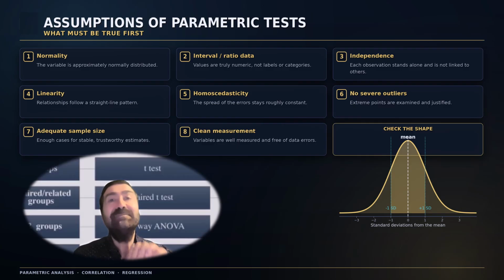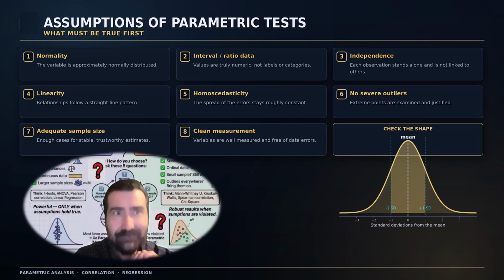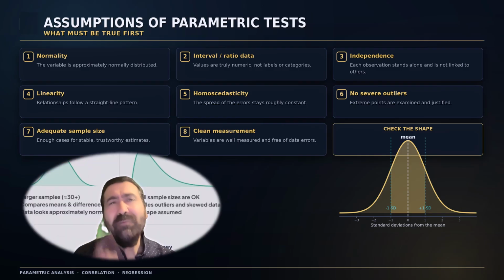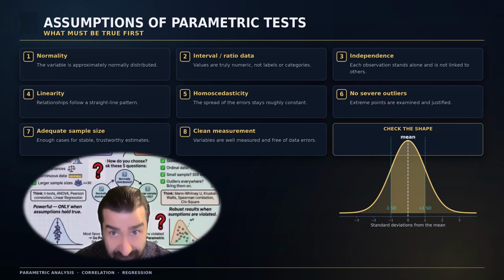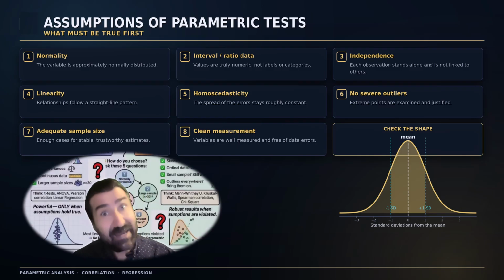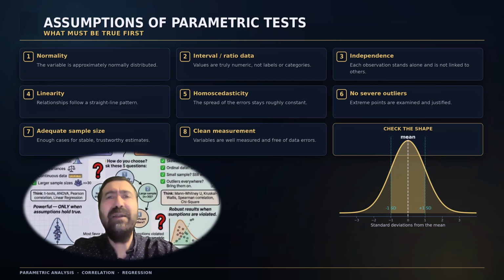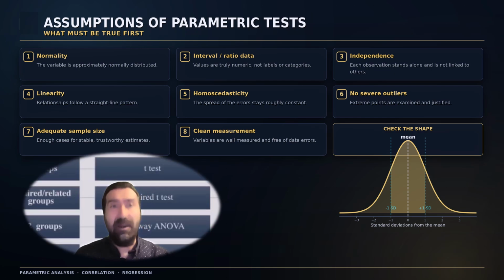Now, the assumptions for parametric tests. All right, this is one of the most important topics in the entire video, so stay right with me. If parametric tests lean on assumptions, then we had better know exactly what these assumptions are. There are basically five things you want to check before you trust a parametric result.